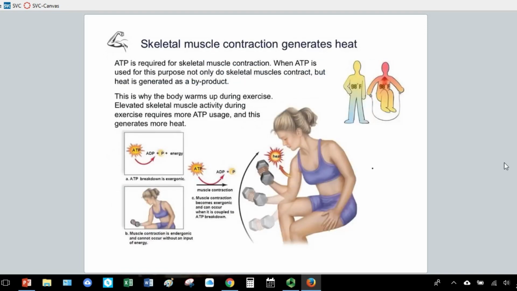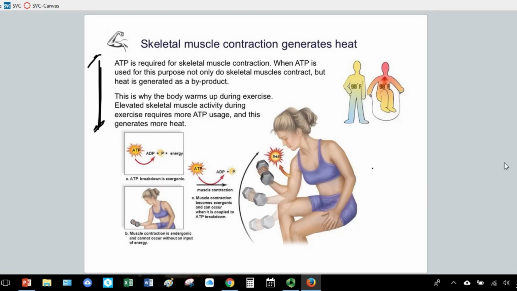Skeletal muscle contraction also generates heat. So the text here is actually a little different than on your PowerPoint. I just changed this before I did it here. So when you're answering the study question related to this, then you guys can refer to this text here.